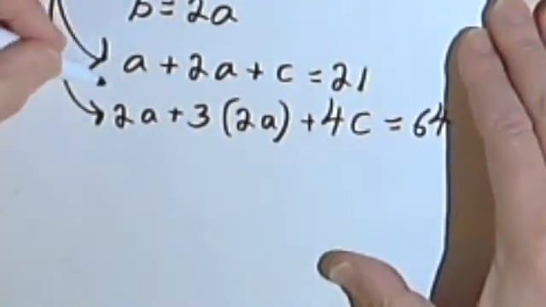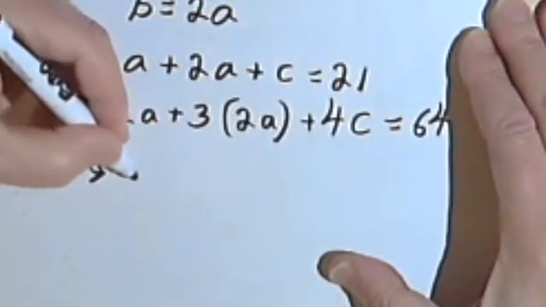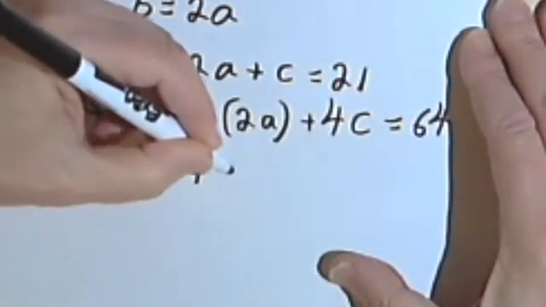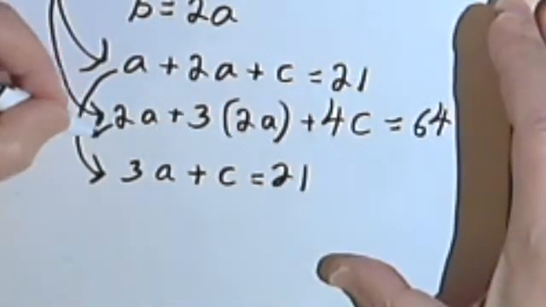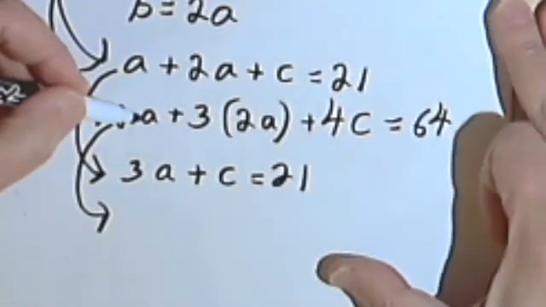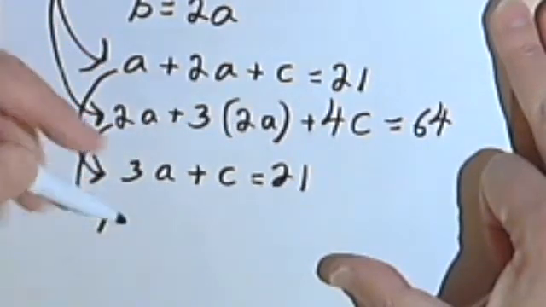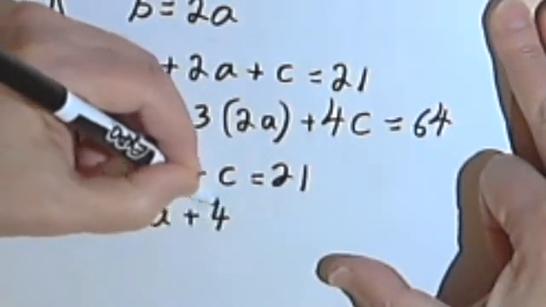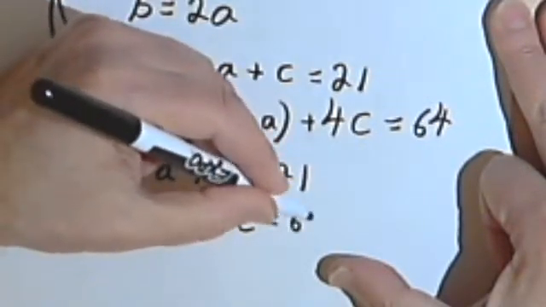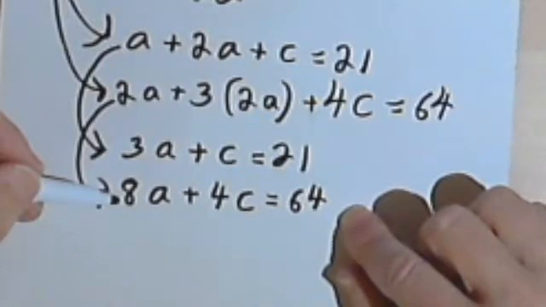And now I'll combine like terms. So I'm going to take a plus 2a plus c equals 21. I'll combine the a and the 2a. That gives me 3a plus c equals 21. And I'll do the same process with the other equation. I've got 2a plus 3 times 2a. Well, 3 times 2a is 6a, plus 2a is 8a, plus 4c equals 64. So here I've got two equations with two unknowns.